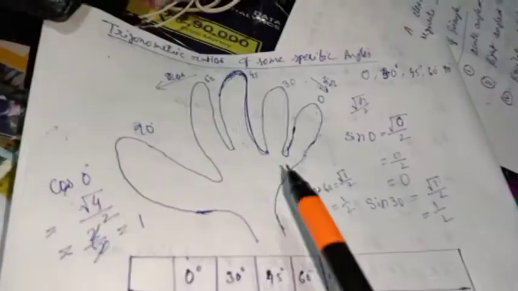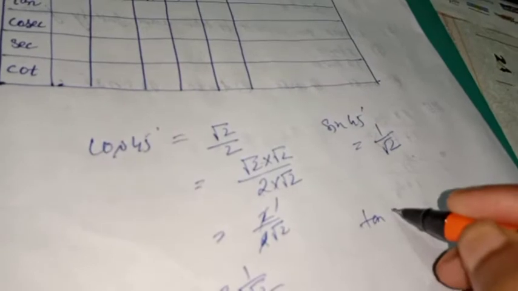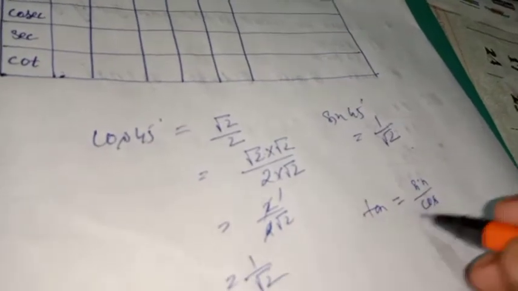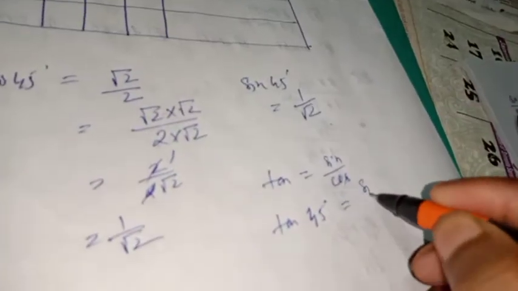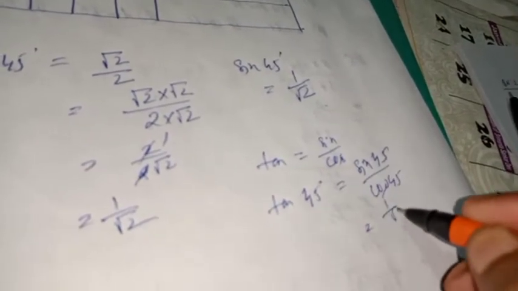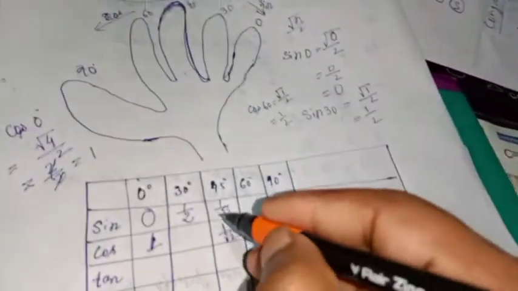Now tan. About tan, you will not get the value of tan from this finger trick. For tan, we have a relation that tan of any angle is equal to sine of that angle by cos. Now, suppose you need tan 45 degree. So tan 45 degree is equal to sine 45 by cos 45. Sine 45 is 1 by root 2, cos 45 is 1 by root 2. This 1 by root 2, 1 by root 2 cancel, what is left? 1.